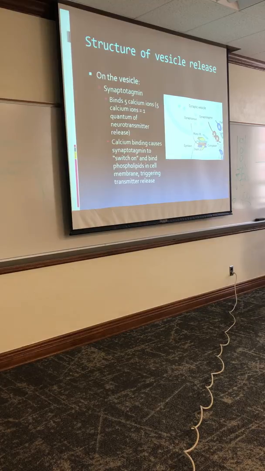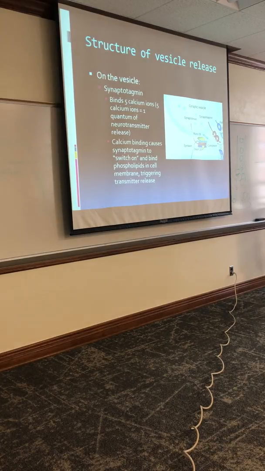And so synaptotagmin is crucial for binding calcium. I want to highlight here that this does say 5 calcium ions. There are certain neurons that, depending on their structural capabilities, will bind more or less. But a general rule of thumb is that synaptotagmin is going to bind 5, and that's the number that we're going to go with for this.